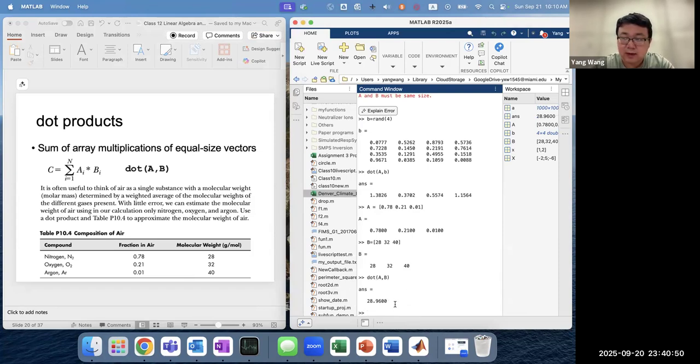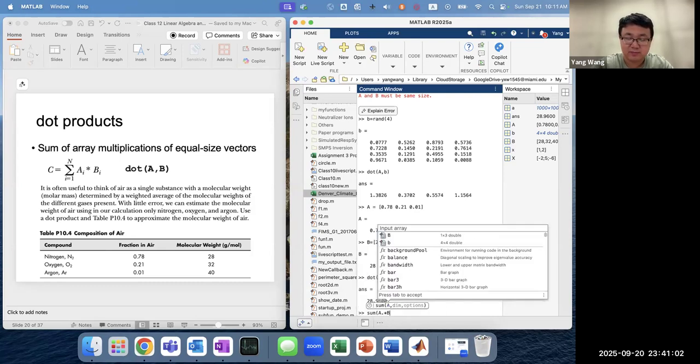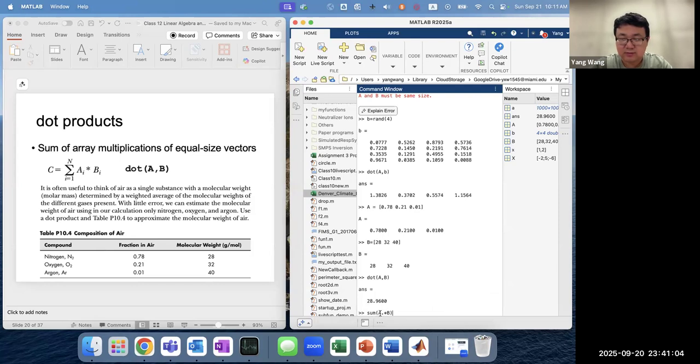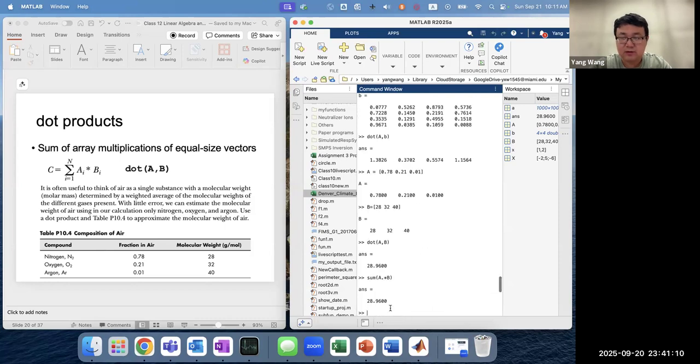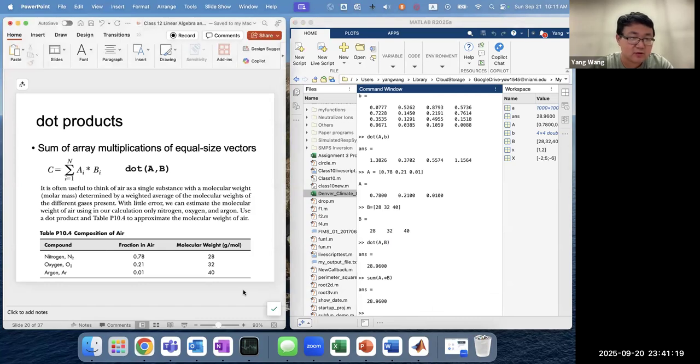So I would say most of the time, when you're calculating the weighted average, it's easier to just use dot A and B, or you could just do the sum of A dot multiplied by B. Because dot multiply will do the element by element multiplication, and then if you do the sum, it's also the summation. But the dot function is faster and easier to use.